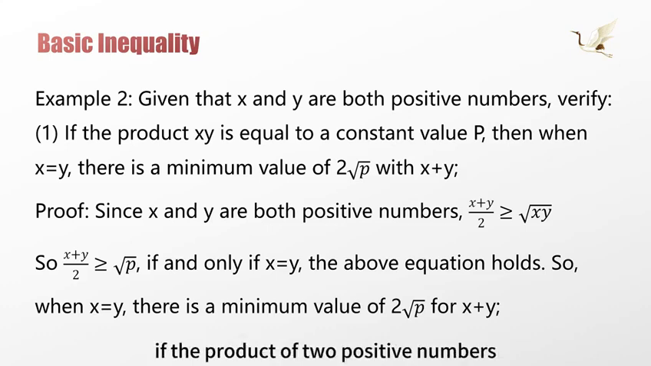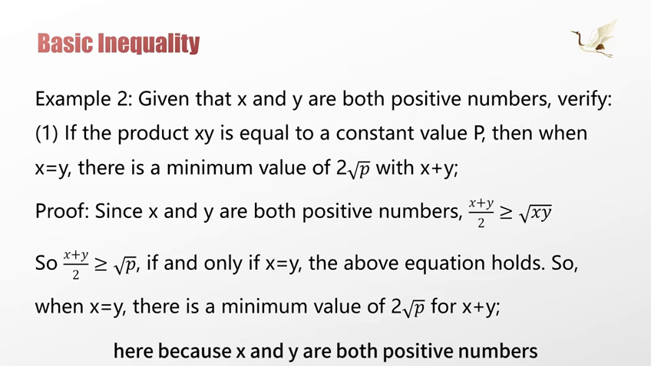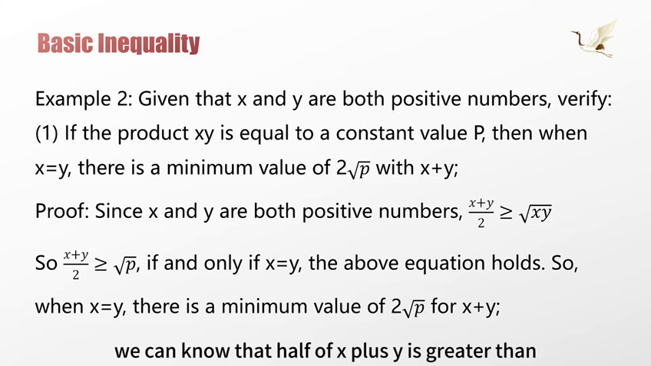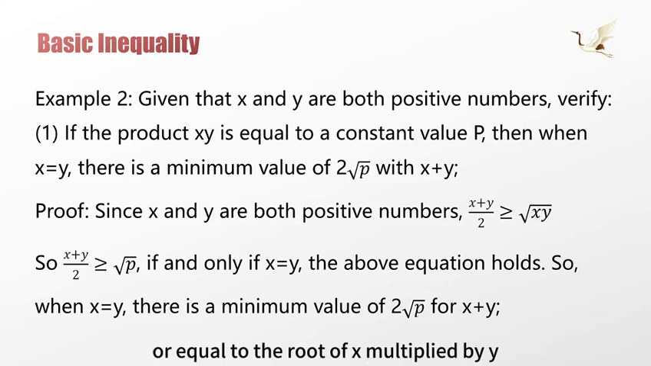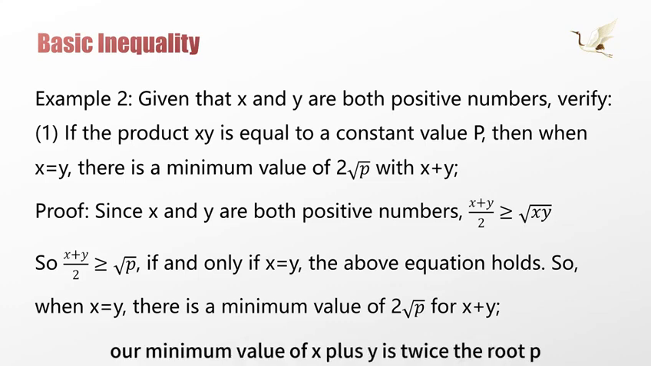If the product of two positive numbers x and y is equal to p, then when x is equal to y, the minimum value of x plus y is twice the root p. Here, because x and y are both positive numbers, using the basic inequality we have learned before, we can know that half of x plus y is greater than or equal to the root of x multiplied by y. Also, because x multiplied by y equals p, we can obtain half of x plus y is greater than or equal to the root p. Only when x is equal to y, the equal sign in this inequality holds, that is, when x is equal to y, our minimum value of x plus y is twice the root p.